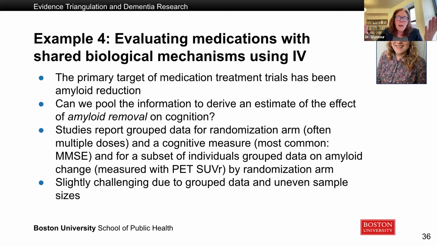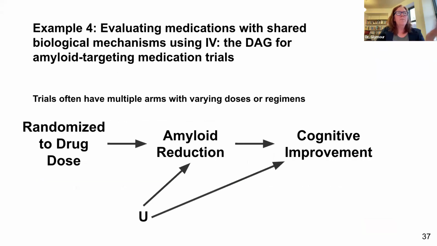Now we don't have the individual level data, the companies are not that excited about sharing it with us. Many studies reported grouped data across multiple randomization arms. Often there were multiple doses, so there's the no treatment arm and then different doses of drug, each of which would have a different effect on amyloid removal, and then a cognitive measure. Very often they measured amyloid, the key biomarker and endogenous variable in the IV, on just a subgroup of people because it's so expensive to measure. This was a non-traditional IV because we have only grouped data and uneven sample sizes, but Sarah did a really nice job tackling that.